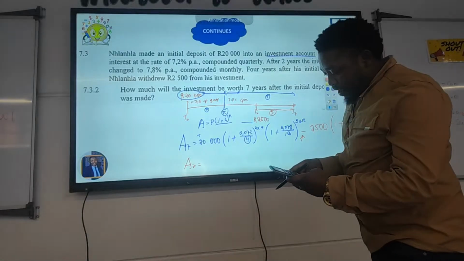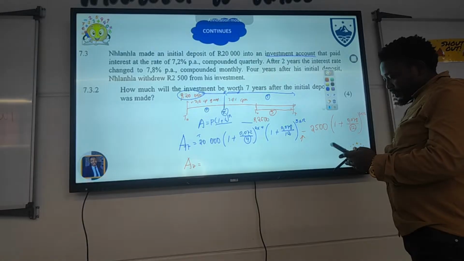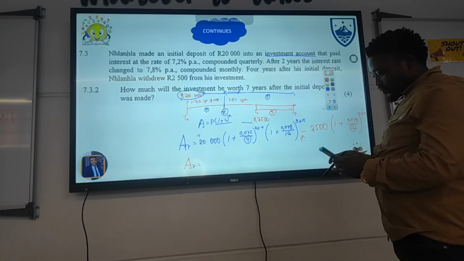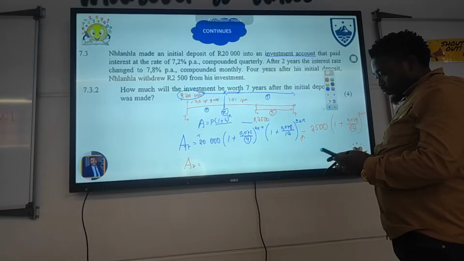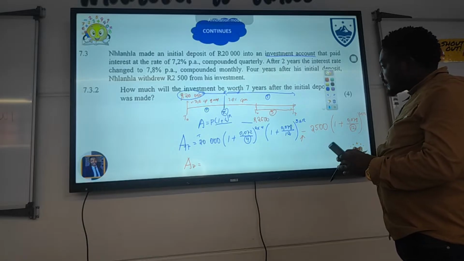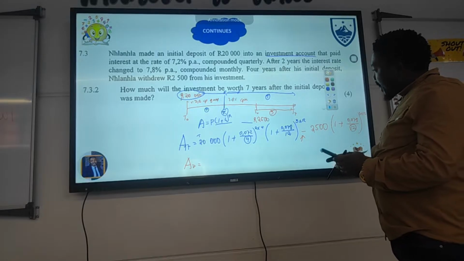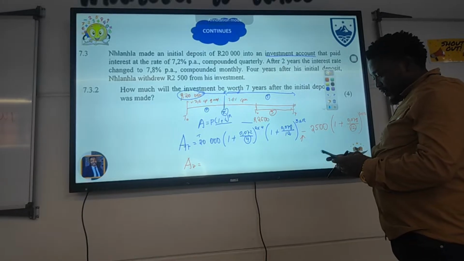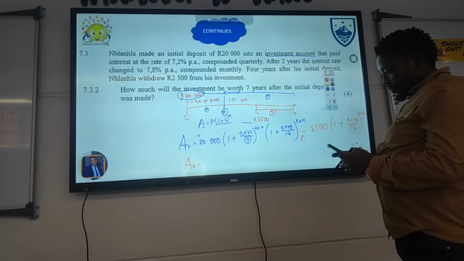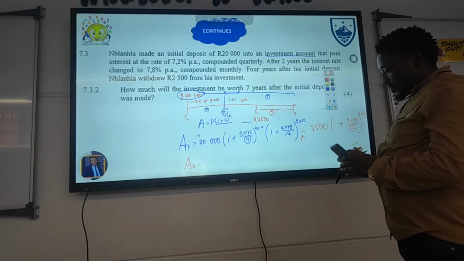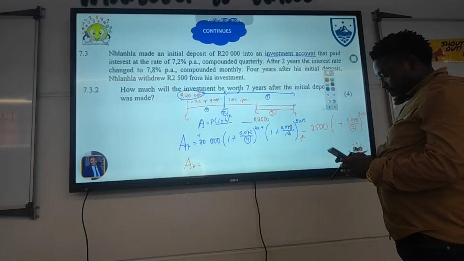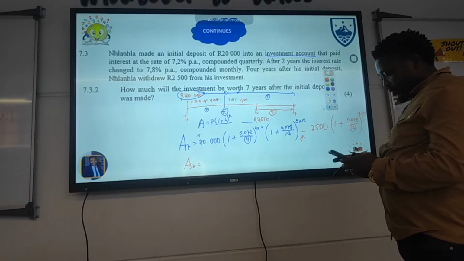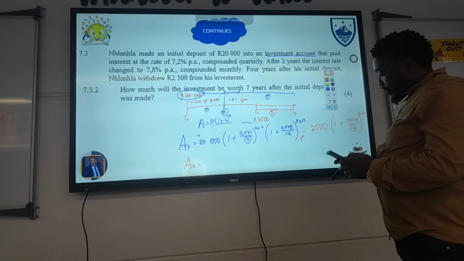Let me see. It's 20,000, open bracket 1 plus 0.072 divided by 4, close bracket to the power of 8, and then open bracket 1 plus 0.078 divided by 12, close bracket, and then this will be to the power of 5 times 12, and then minus 2,500, open bracket 1 plus 0.078 divided by 12, close bracket to the power of 3 times 12.